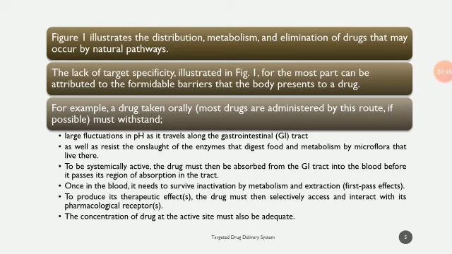To be systemically active, the drug must then be absorbed from the GI tract into the blood before it passes the region of absorption in the tract. Once in the blood, it needs to survive inactivation by metabolism and extraction, that is first pass effect. To produce its therapeutic effect, the drug must then selectively access and interact with the pharmacological receptors. The concentration of drug at the site must also be adequate.